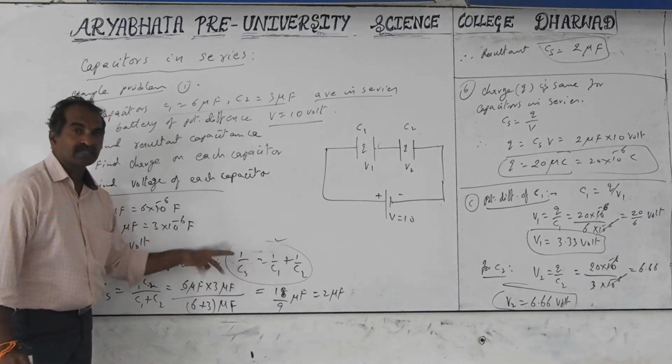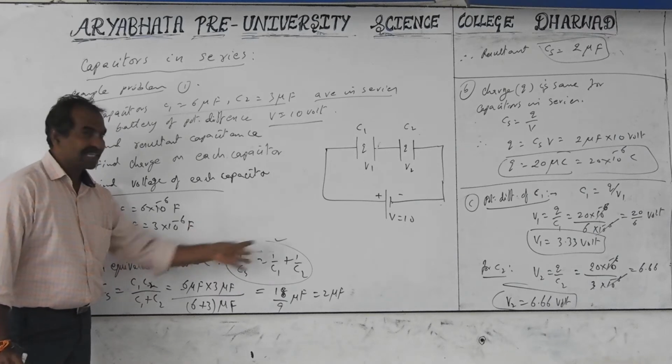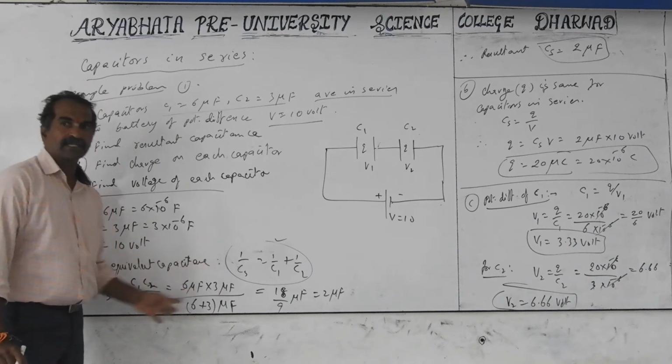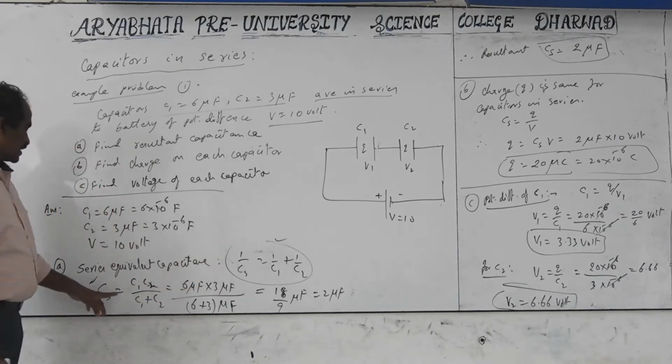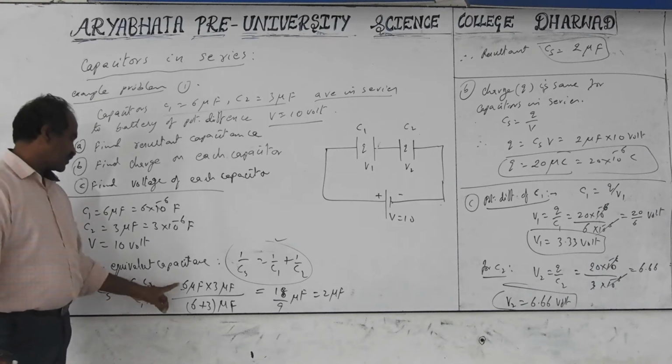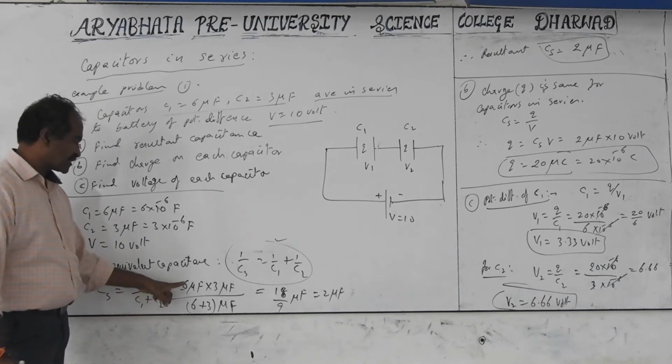In case more than two are given, after taking the LCM, don't forget to take the reverse. Many students make the mistake of stopping at 1 by Cs. 1 by Cs means you again reverse it to calculate the actual value. So Cs is equal to C1 C2 by C1 plus C2. With substitution you can directly take 6 and 3.